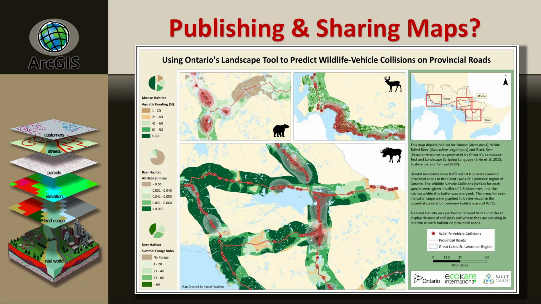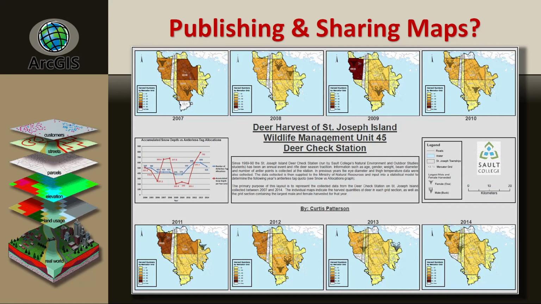Okay, so anyhow, this one here is pretty interesting. We've got a landscape tool to predict wildlife vehicle collisions on provincial roads. The maps that I'm showing you here are all meant to be kind of natural resources related, right? So here's deer harvest on St. Joe's, based on the Sault College Deer Check Station. If you were in Fish and Wildlife, you take part in the deer check, right? You don't even have to be in Fish and Wildlife to take part. You can just volunteer for the deer check, right? So here's some data that's collected, and it's visualized in a published map, right?